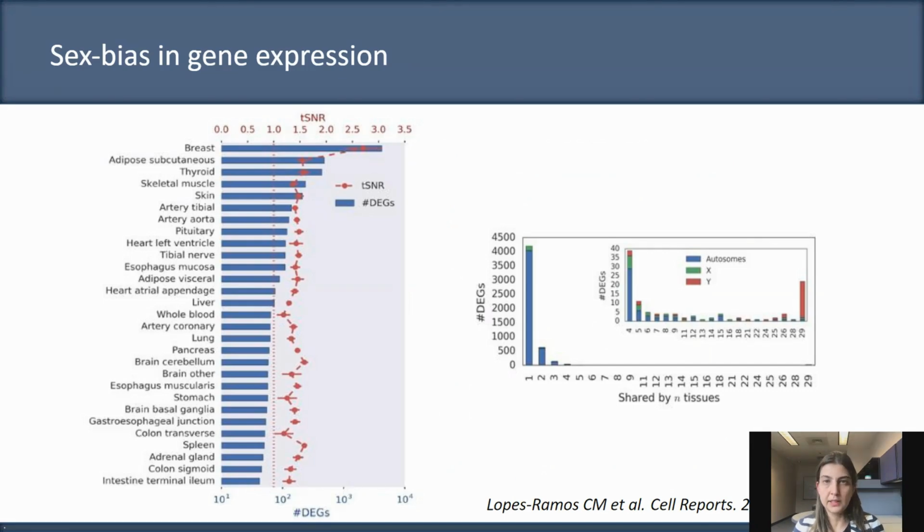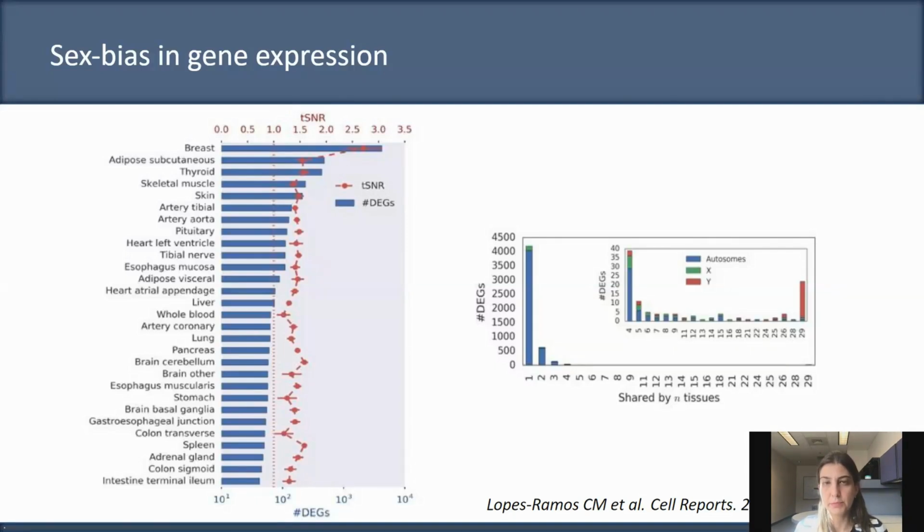So to start with the standard differential expression analysis using VIM here, we identified genes that were being differentially expressed between males and females in each of these 29 tissues. You see at the top here is breast tissue. As expected, we have the largest number of differentially expressed genes in breast, followed by adipose, subcutaneous, and thyroid tissues.